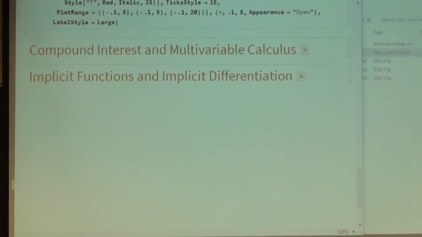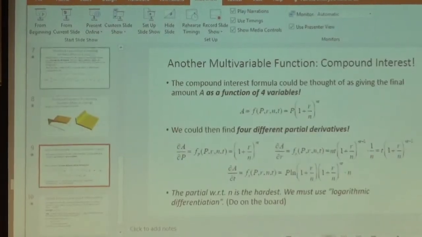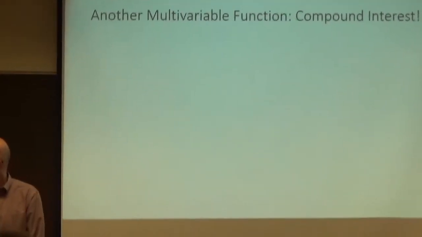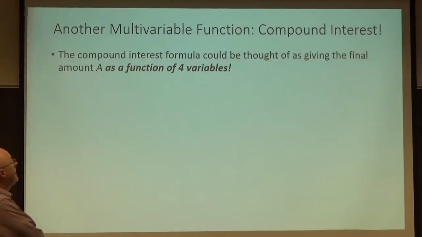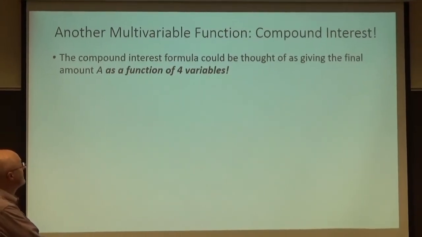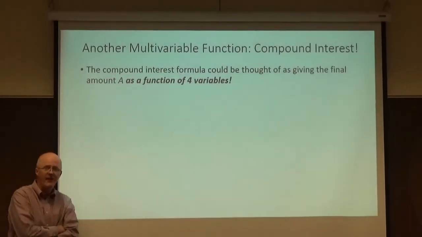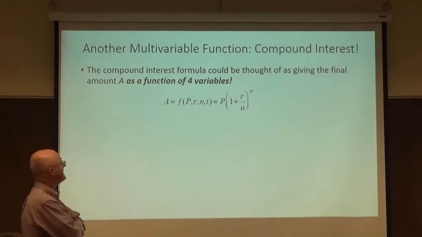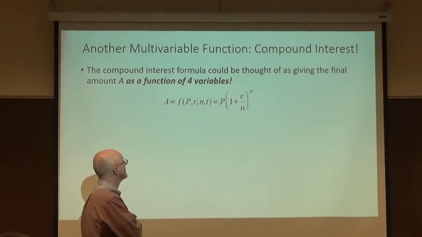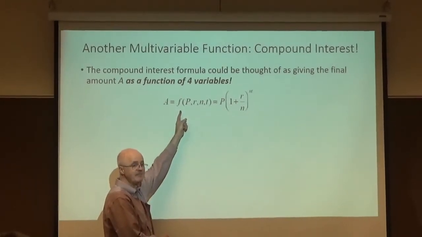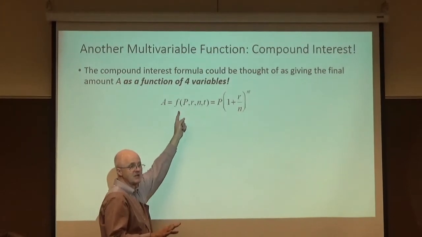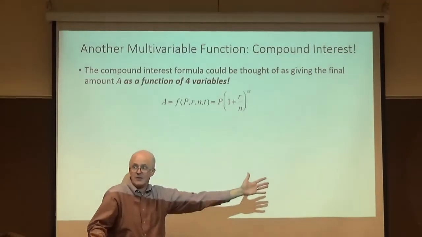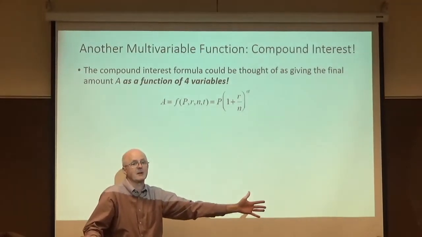Here's a new example. Compound interest. The compound interest formula could be thought of as giving the final amount A as a function of 4 variables. A equals f of p, r, n, t. f is the function name. It's not a frequency here. It's the function name. There's the formula. It depends on 4 symbols. You could think of those symbols as all being variables if you wanted to.